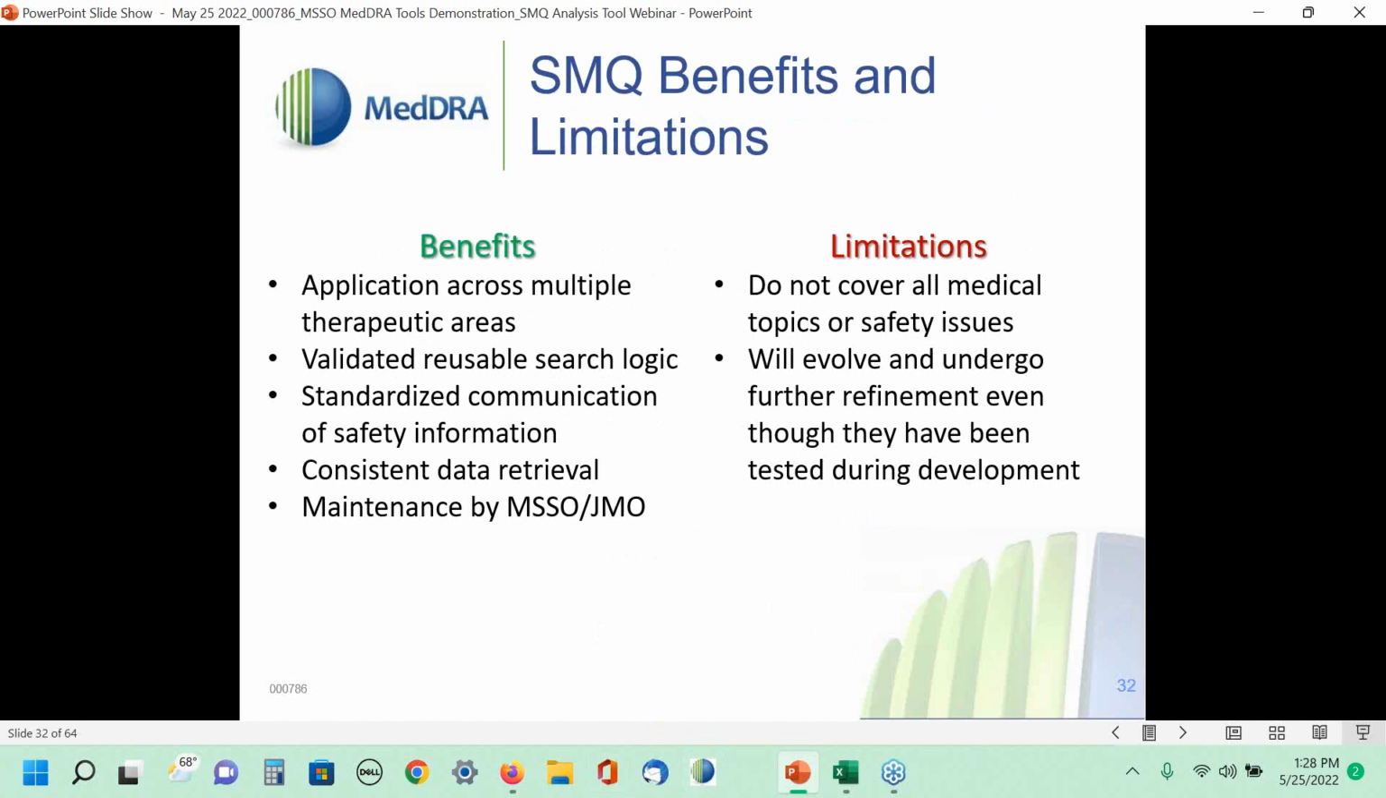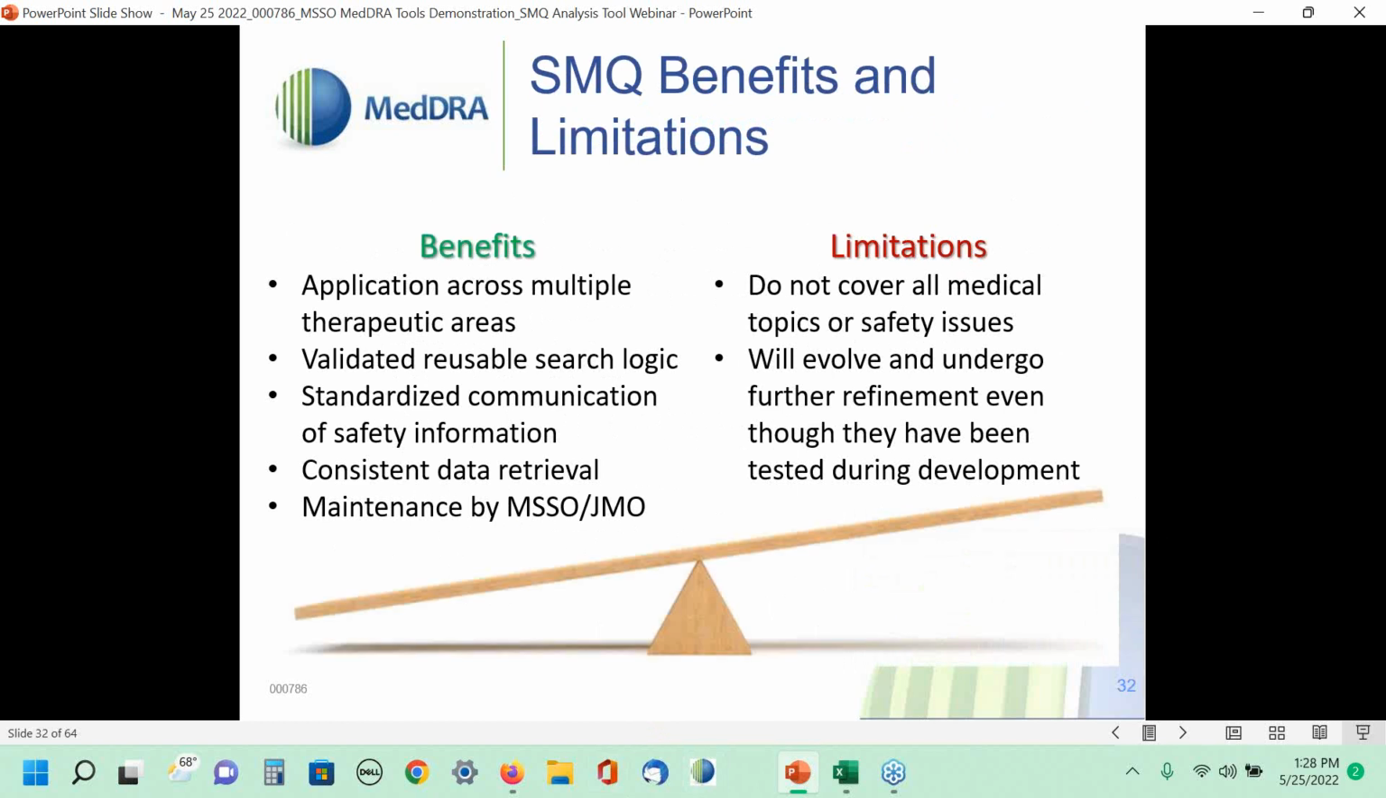So those are benefits. Limitations: well, we don't have an SMQ for every possible topic, and even when we have one in place, it needs to be constantly tweaked and sometimes modified as either our understanding of the utility of that SMQ or maybe the condition of interest may evolve over time, so that terms may need to be added or perhaps made inactive or somehow modified within an SMQ.